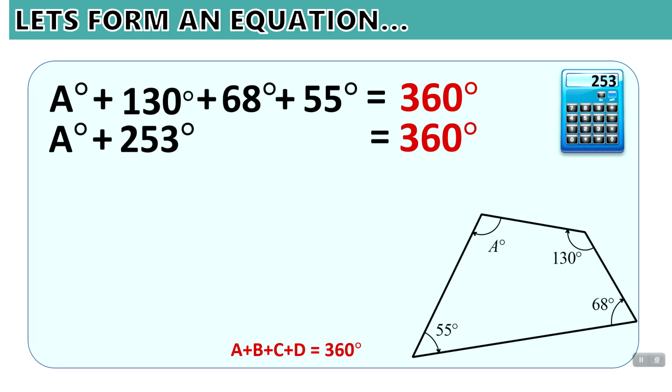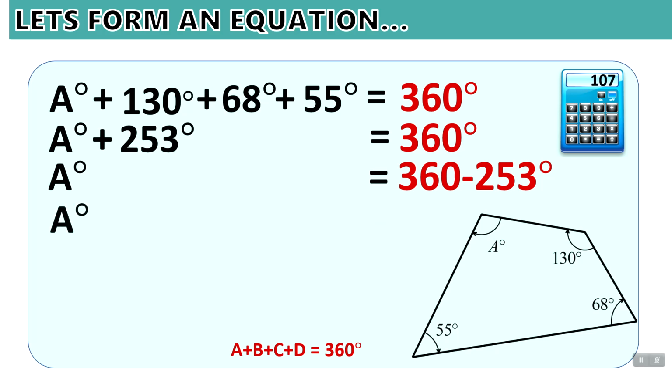So basically we've used up 253 degrees out of 360 degrees, and to find the missing angle we have to subtract. So A is equal now to 360 take away 253. That leaves us with 107 degrees.